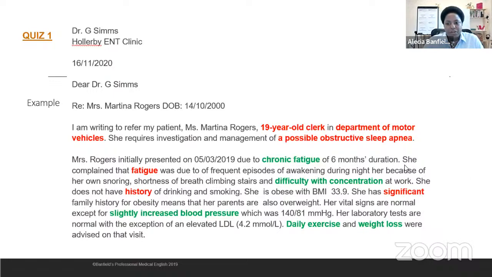Let's move on to the next one. She complained that fatigue was due to, oops, that's a little mistake here. Frequent, I took it literally from what the person wrote. Complained that fatigue was due to frequent episodes of awakening, and so on. Complained that fatigue was due to, should there be an article in front of here or not?